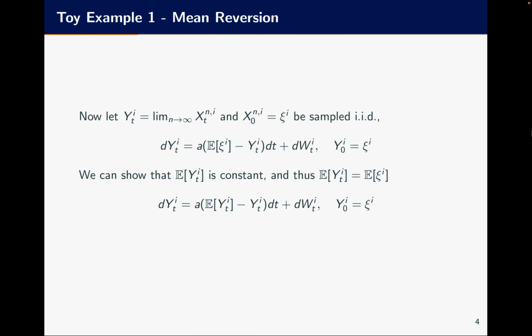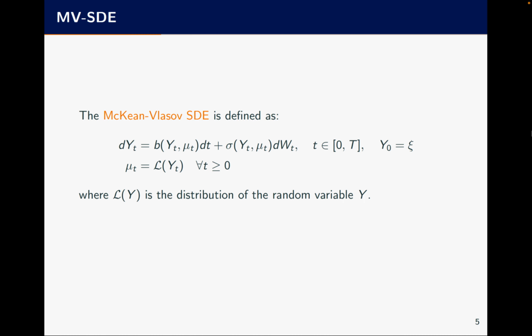This equation is dependent not only on y, but also on the distribution of y in time. Another point of interest is that these resulting y's are all IID in the McKean-Vlasov limit as n, not t, tends to infinity. So let's properly define these SDEs. The McKean-Vlasov SDE is defined similarly to what we had before, but now with mu sub t being the distribution, or law, of the random variable y for all t greater than or equal to 0.